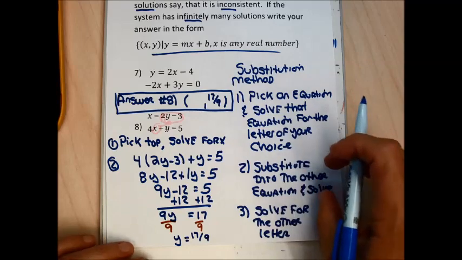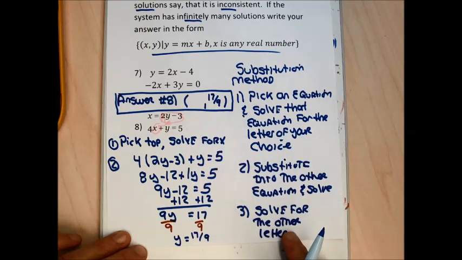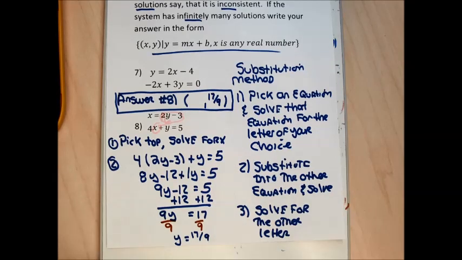Done with the second step. The second step was doing the substituting into the other equation and solving. Third is solve for the other letter. When I go to solve for the other letter, I can choose any equation that has that letter.